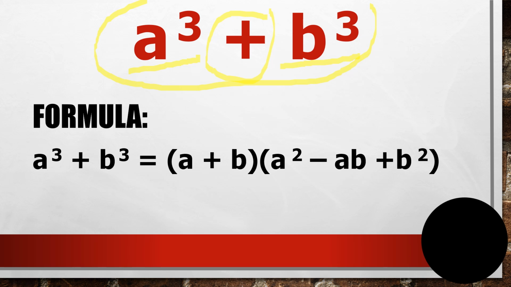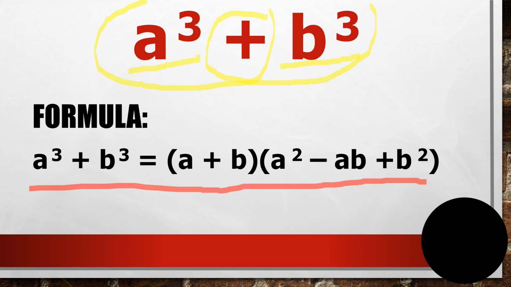So here is the formula that summarizes how to factor the sum of two cubes. We have a cube plus b cube equals a plus b, multiplied by a squared minus ab plus b squared.